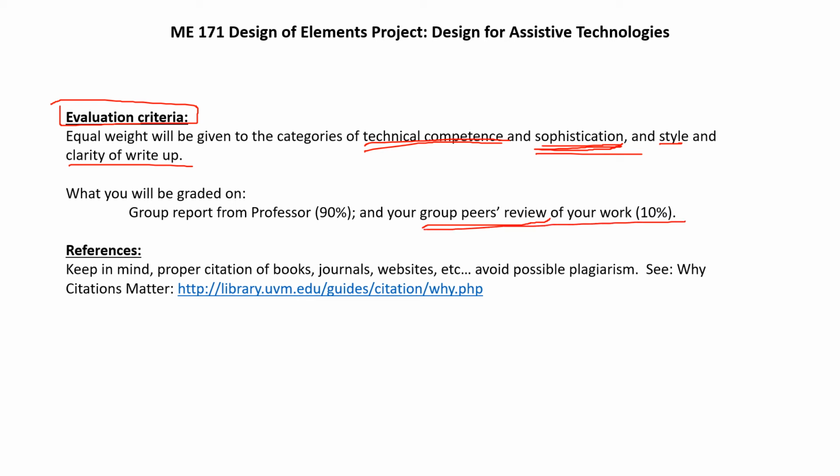Now, another thing to keep in mind with the write-up right here is proper citation of the books, journal articles, or in this case here, a lot of websites and talking to individuals at the companies, and how to properly cite those in order to avoid plagiarism and to give credit where credit's due from where you got the information. UVM Library does provide a great resource here called Citations Matter, so I'd encourage you to take a look at that as you're beginning the citation in your references.